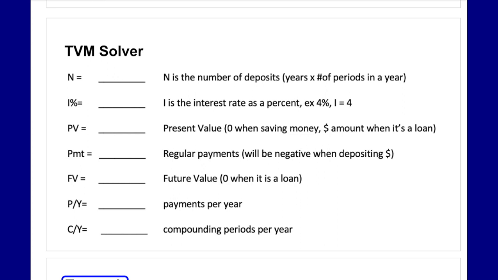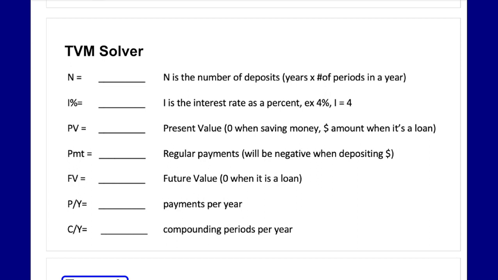Now, when we're depositing money or putting money into an account, we're going to make our value negative. Right? So we dealt with negative values before. When we're dealing with a negative value, in this case, we're removing money or giving money away. It's leaving us and going into an account.